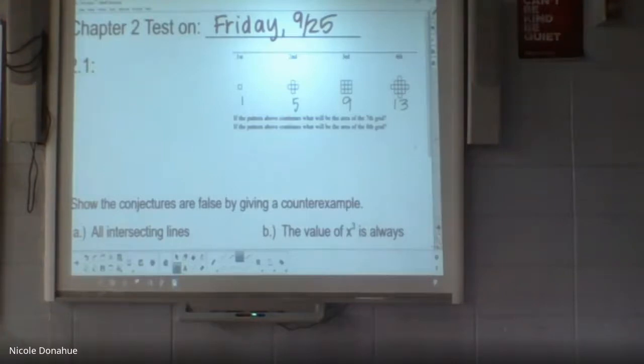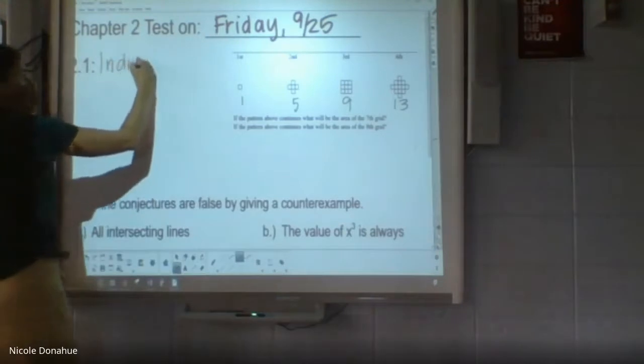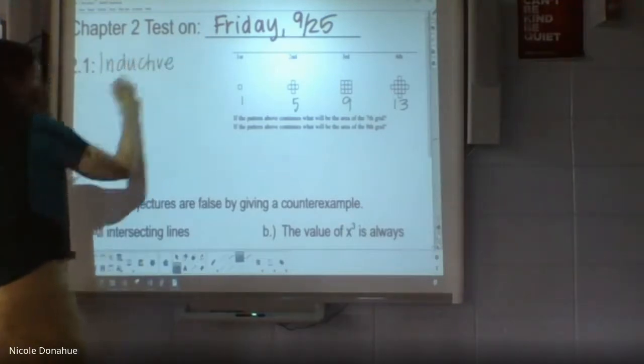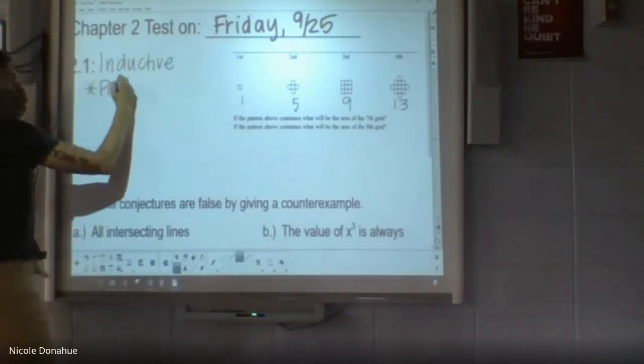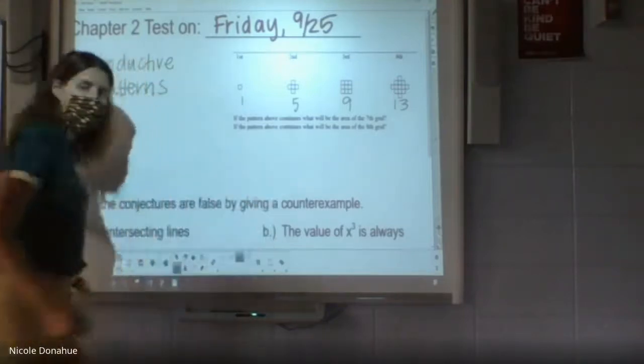What did you guys get for that? What would that pattern be? Again, we're using inductive reasoning here, which is using patterns or observations. So you want to know the 7th and the 8th.